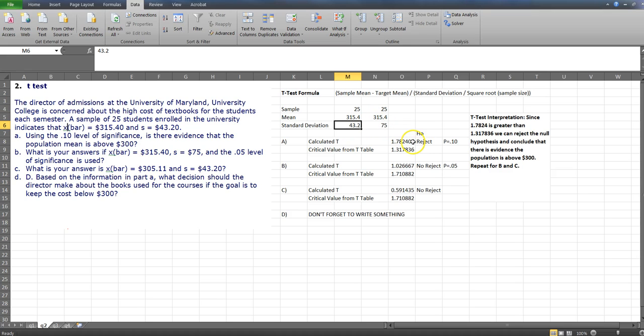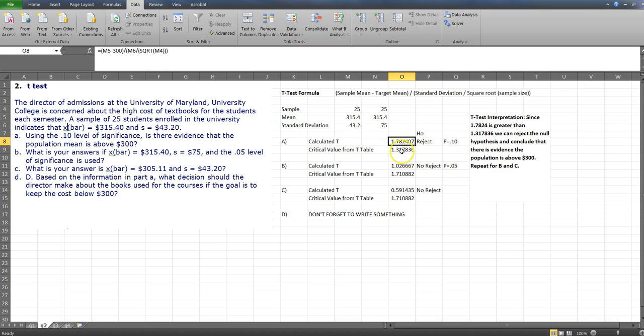So using that, I built a formula up here, and it's saying that M5, which is the mean, this is given to you, $315.40, subtract 300 from it, again divided by the standard deviation, which I have typed in here in M6, divided by the square root, and that's a function, SQRT, of M4, which is up here, the sample size.